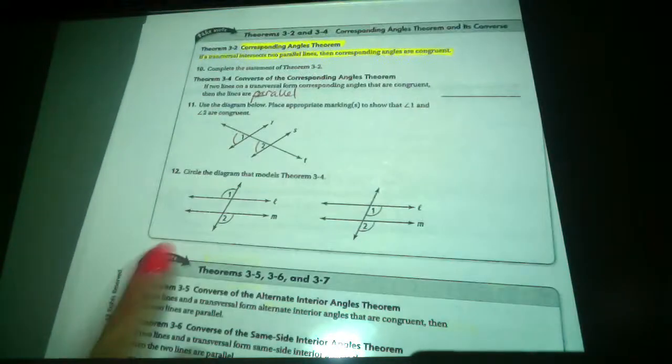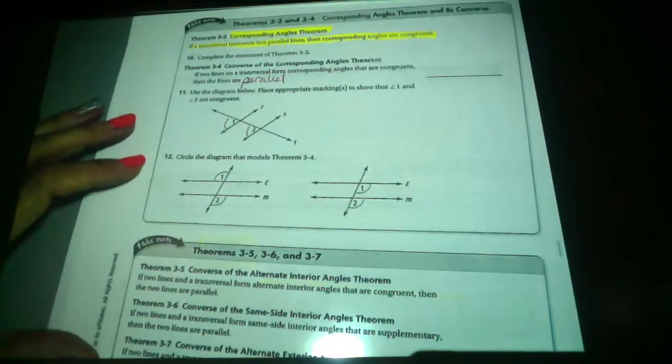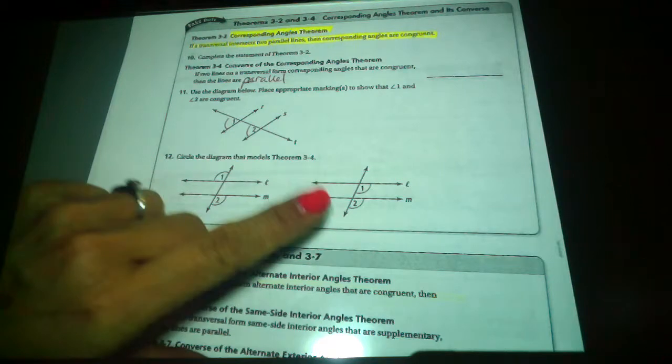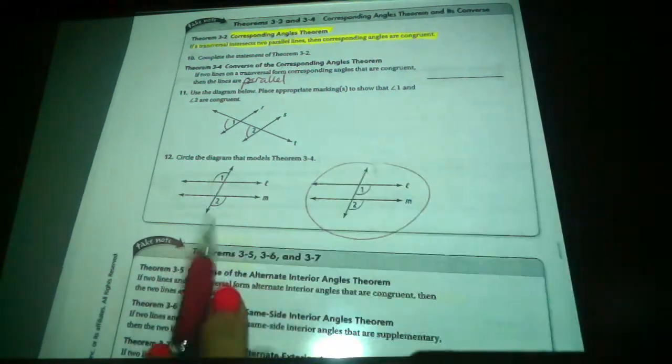So we place appropriate markers showing that they're congruent. Then at number 12, circle the diagram that models theorem 3-4 that says if two lines and a transversal form corresponding angles that are congruent, then the lines are parallel. So which one shows corresponding angles that are congruent? This one or this one? The second one. What is this one showing? Alternate exterior.